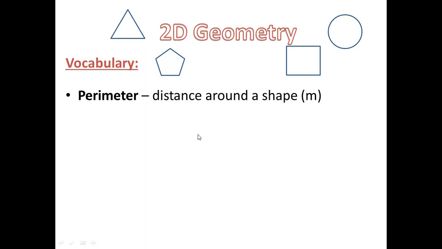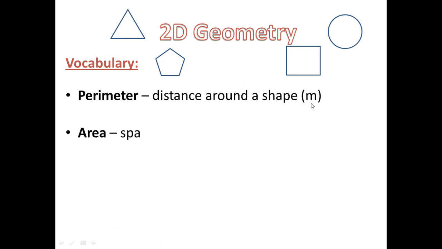Let's talk a bit about two-dimensional geometry. We have to determine some vocabulary before we're able to go on with this. So first of all, when we talk about perimeter, perimeter is the distance on the outside or around a two-dimensional shape. So a common unit that we use would be meters.